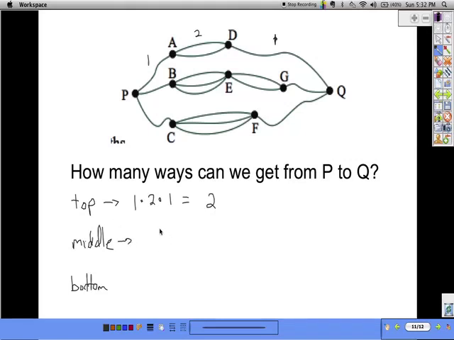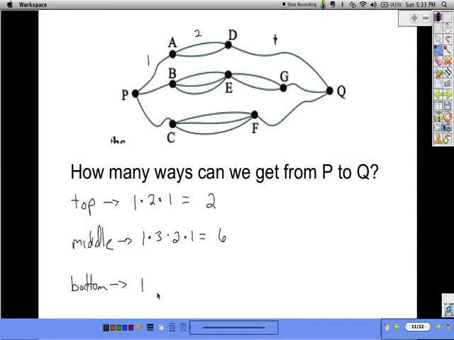Along the middle path, there's one choice when we first start going from P to B, but then from B to E we have three choices we can make. From E to G we have two choices, and from G to Q we have one, giving us 6 unique paths that we can take.